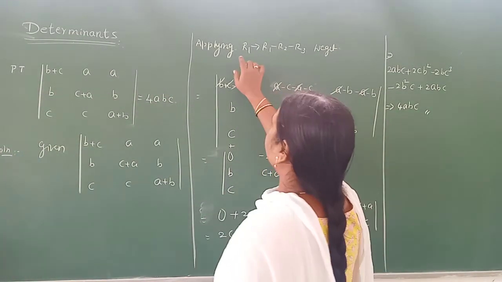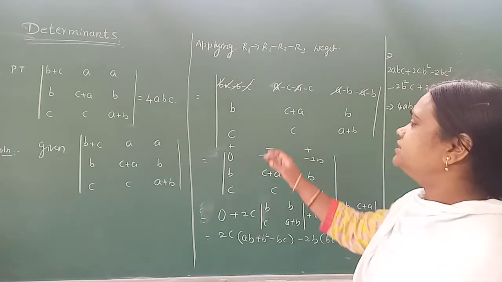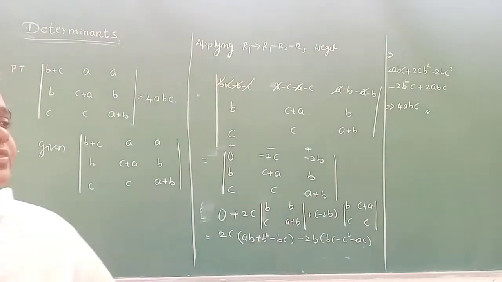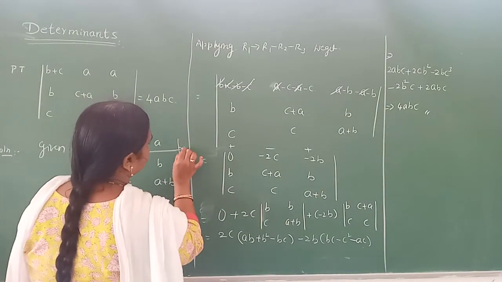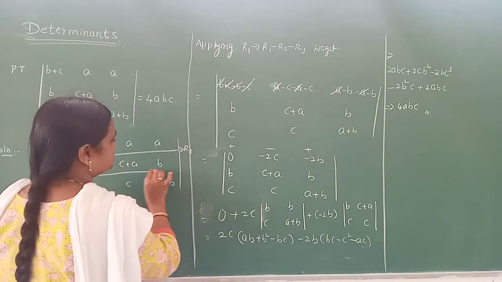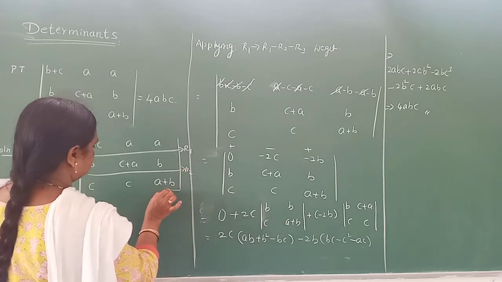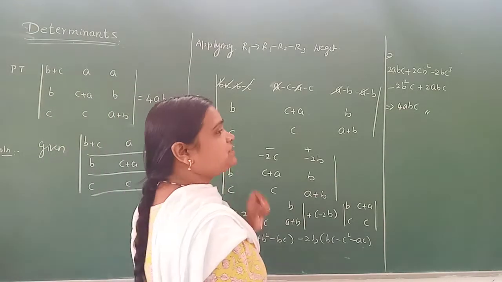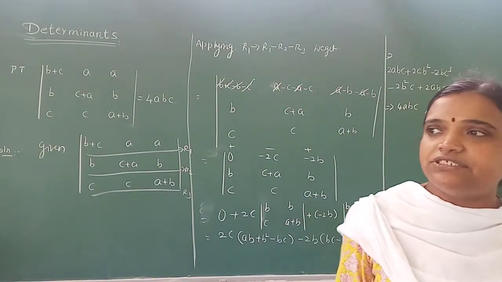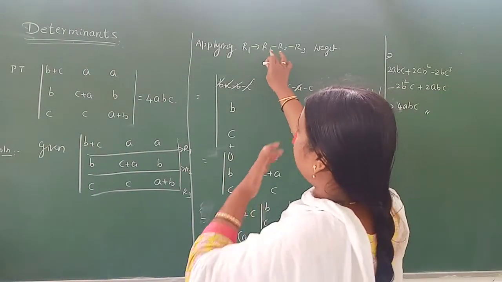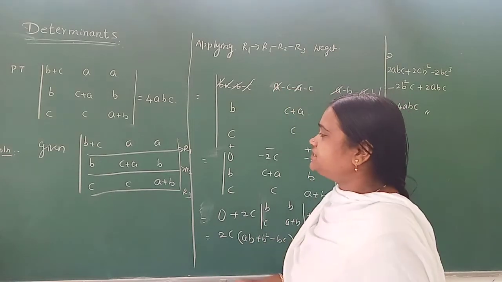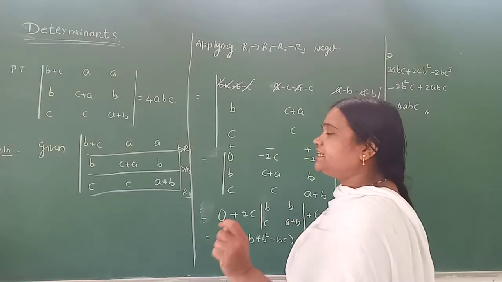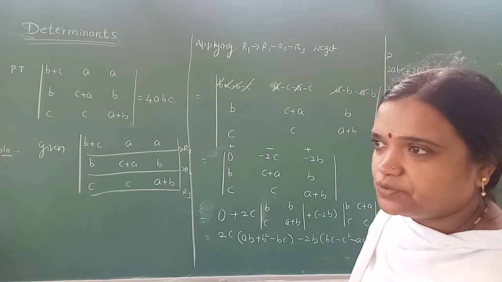For that we are applying R1 to R1 minus R2 minus R3. R1 means the first row. As you know, this one we call the R1 row, this is the R2 row, and this is R3. Applying this, which one changes? R1 changes. These two we are subtracting so that at least one entry should be 0.